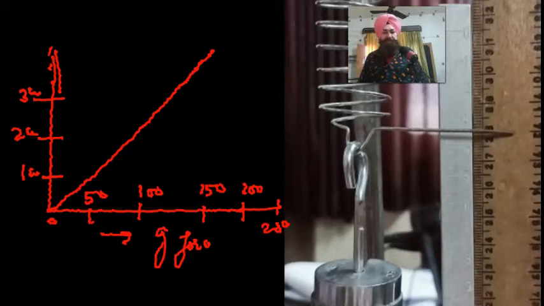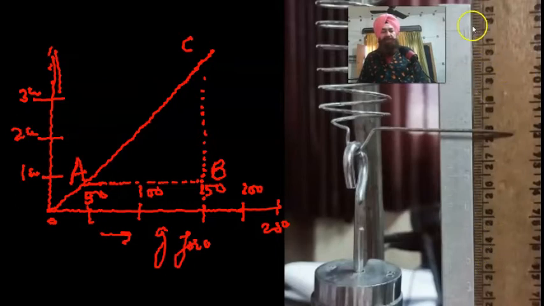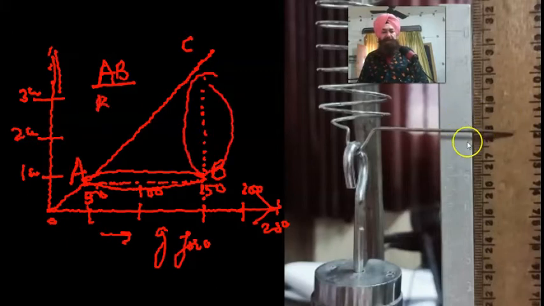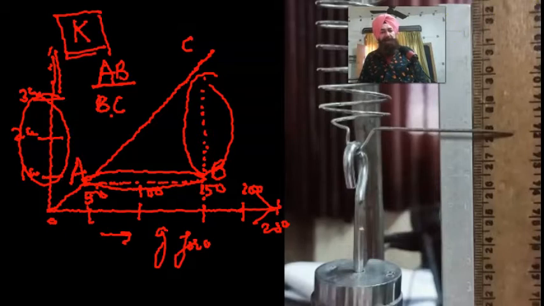What is the slope of the line? For example, this is the straight line, and you call it A, B, C. So what is AB? You find the value of this line AB. It will be in gram force, because along this side is gram force. Then divide by BC. What is BC? It is the extension produced. Whatever the extension produced, AB divided by BC, that becomes K. You calculate K and write me in the description box. Then I will check whether your calculation is right or wrong.